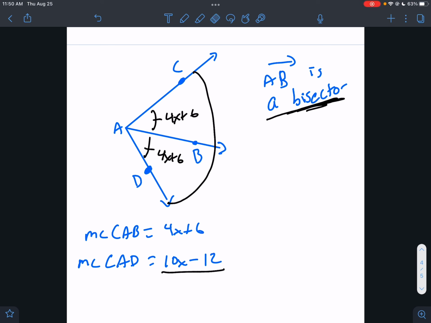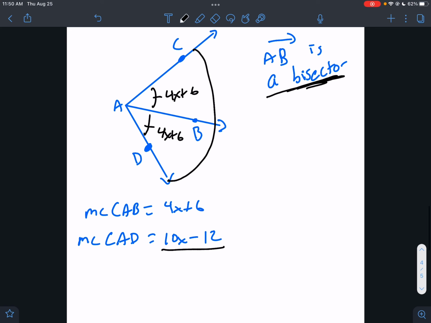Oh, let me change that because that's going to be a problem. No, it's not. We're good. Okay. So what do we know? We know that if you add the two small ones, so 4x plus 6 plus 4x plus 6, they have to add up to the whole thing. Well, the whole thing is 10x minus 12.